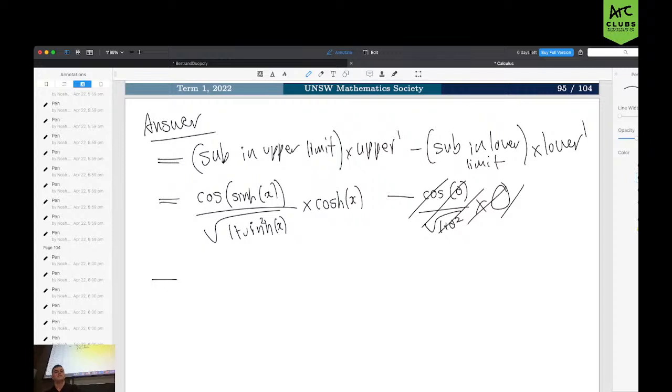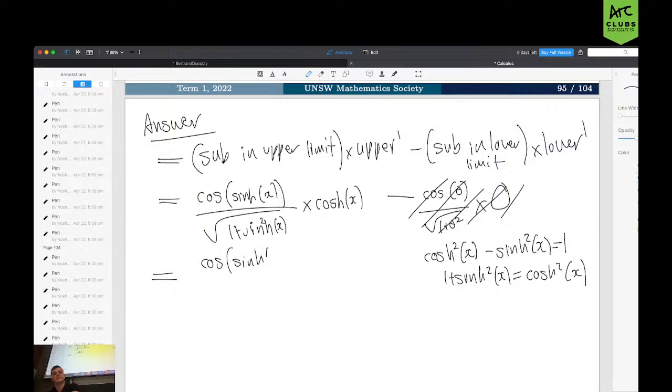What you might notice here is, any guesses on what that bottom one is? Yeah, good. This part is square root of cosh squared, which just ends up being cosh. We know that cos squared plus sine squared is 1, but in hyperbolic trig land, cosh squared minus sinh squared is 1, so you're out by a negative. If we make 1 plus sinh squared x the subject, you're going to get cosh squared x. If we take the square root of that, square root of cosh squared is just cosh. So we get cosine of sinh of x over cosh of x. That cancels with cosh of x, and your final answer is just cos of sinh of x.